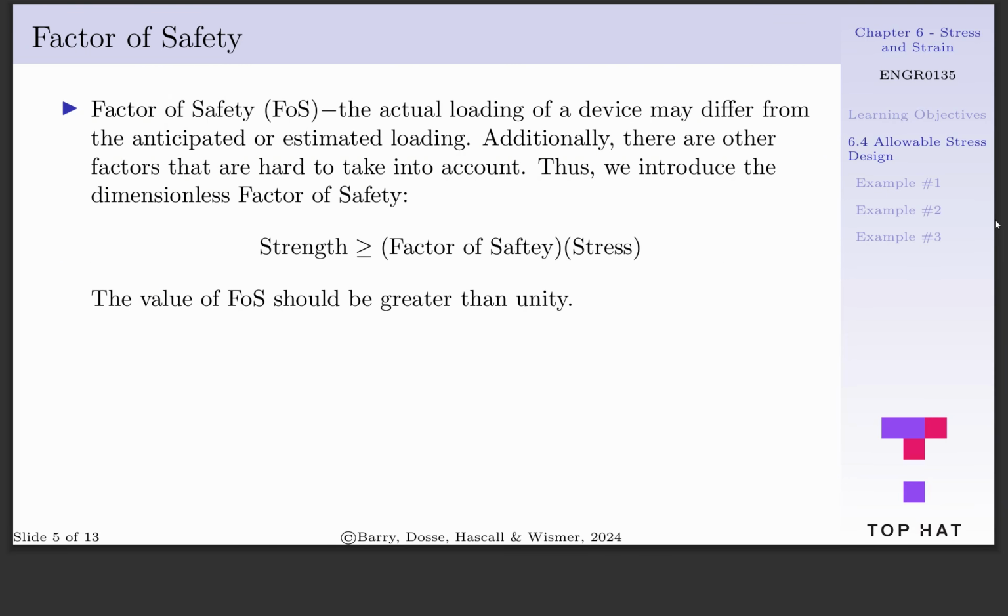The allowable stress design model introduces a concept called the factor of safety. In reality, the loading of a component we design may differ from what we anticipate, and there are other factors that are hard to take into account. The factor of safety serves to account for what we can't. In using a factor of safety, the allowable stress design model dictates that the strength of a component must be greater than or equal to the factor of safety times the stress developed within the component. The value of the factor of safety should always be greater than unity.